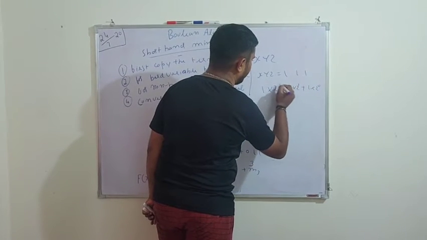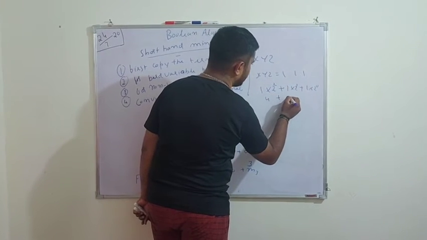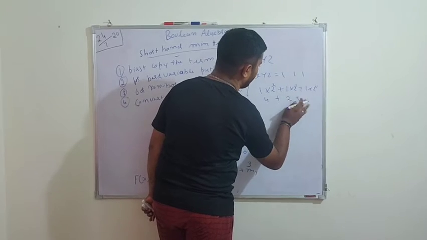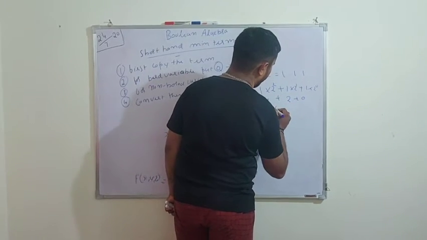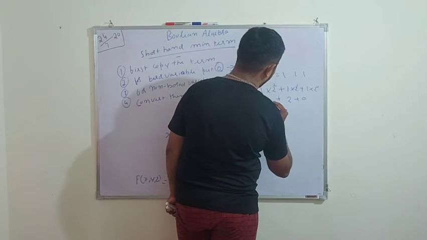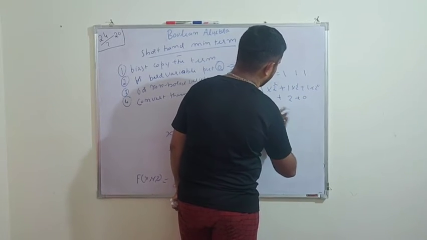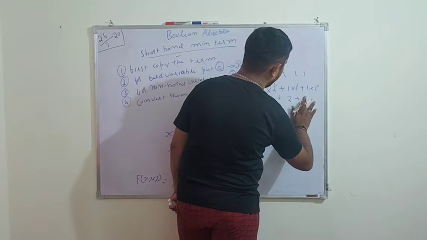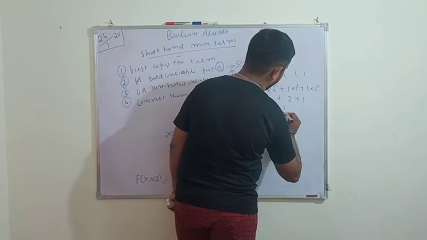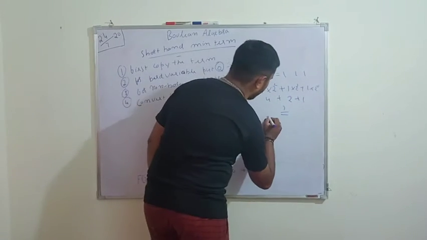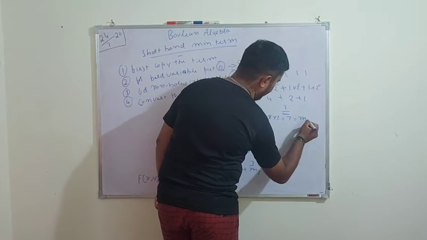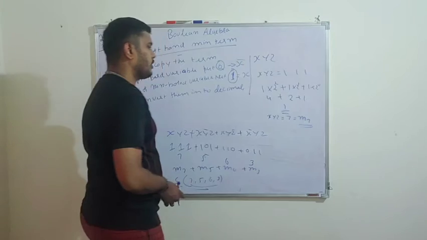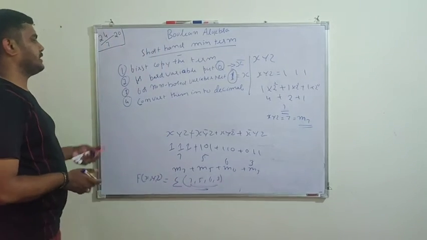Decimal equivalent. So 4 plus 2 plus... 2 to the power of 1 is 2, plus 2 to the power of 0, which means 1, so 7. So the decimal equivalent of x, y, z is equal to 7, which is m7. So this is how we are going to find the shorthand minterm.